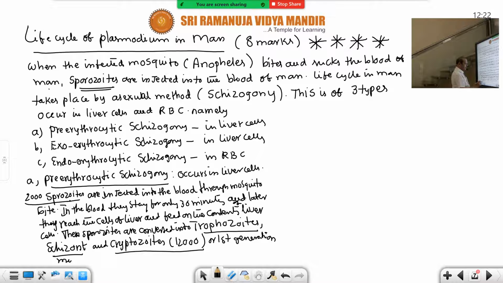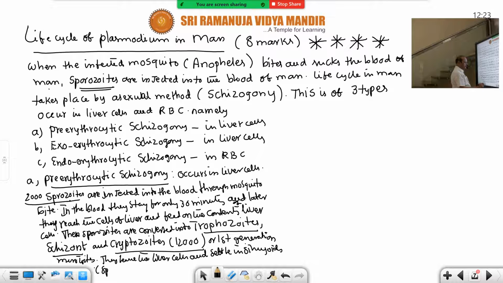First generation merozoites. First generation merozoites leave the liver cells and settle in the gaps between liver cells. They leave the liver cells inside the liver only and settle in sinusoids. Sinusoids means spaces between liver cells.